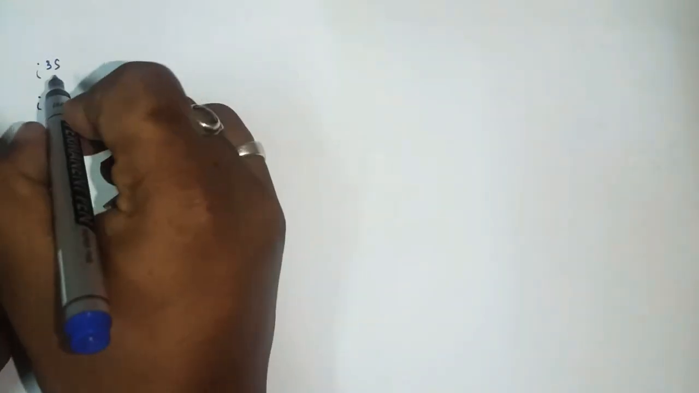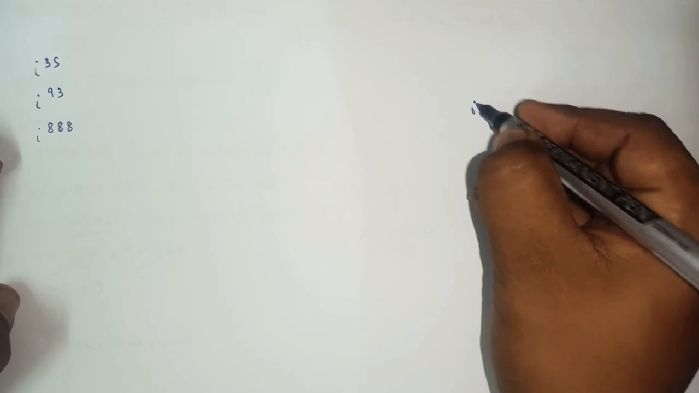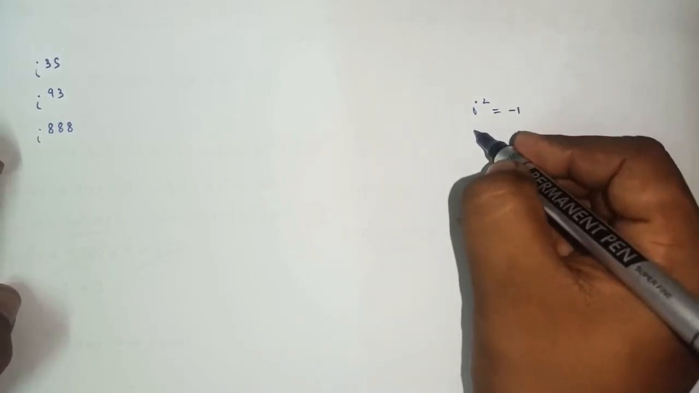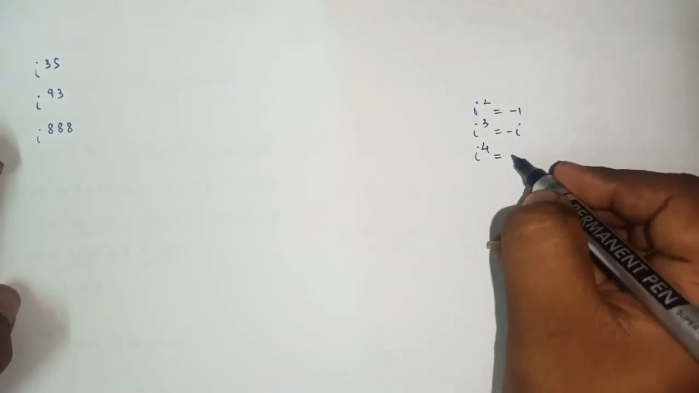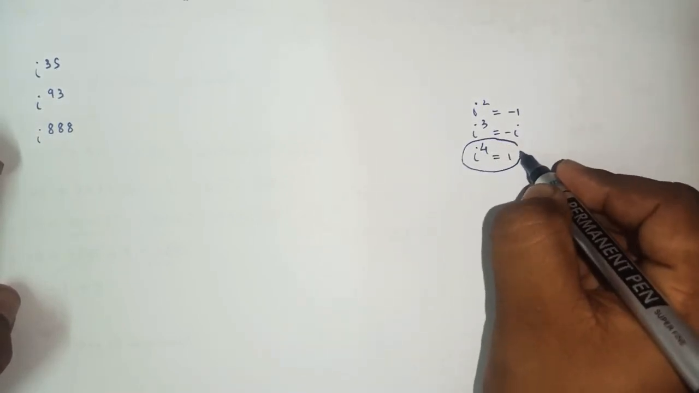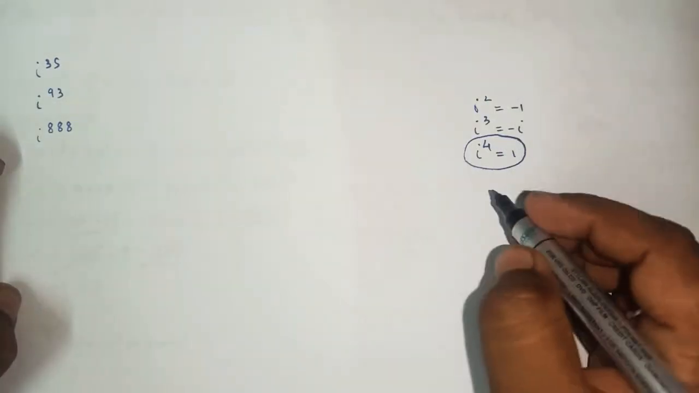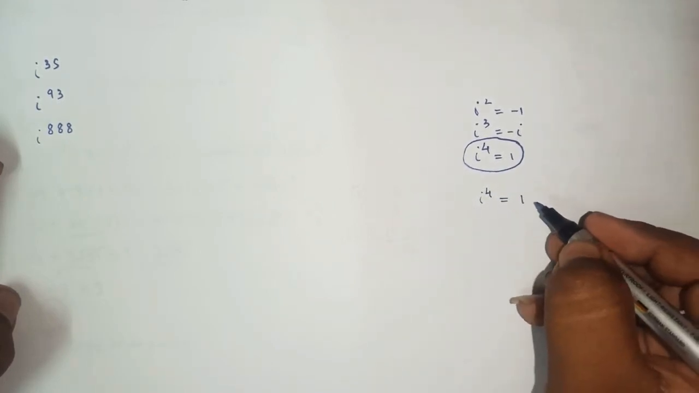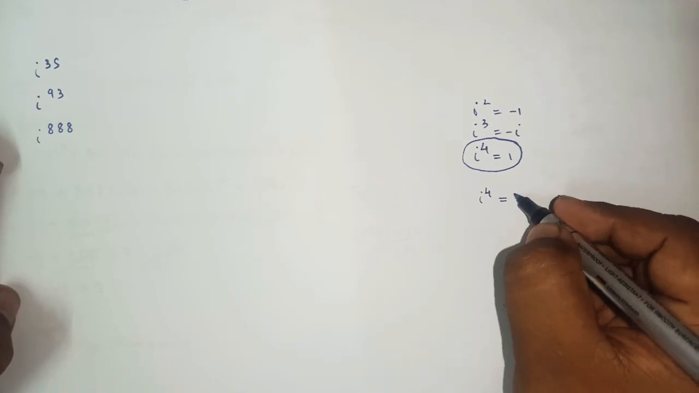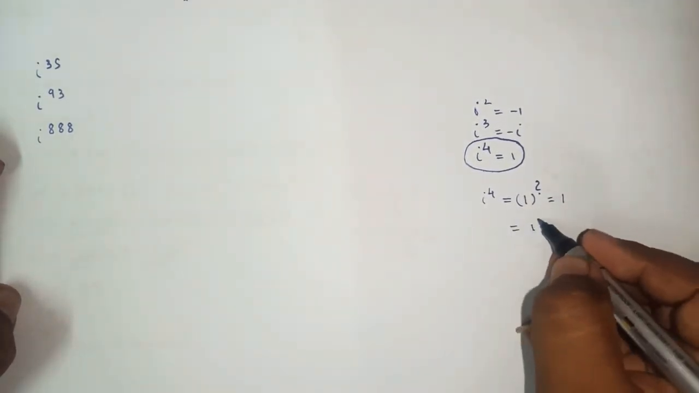Why do we divide the power by 4? There is a reason, because we know that i square value is minus 1. i cube value is minus i. i raised to 4 is 1. So when you break this number with respect to 4, what will happen? Somewhere you will get i raised to 4. And we know that i raised to 4 is 1. Yes or no? And we know that 1 raised to any power will be equal to 1 only, because 1 square is what?